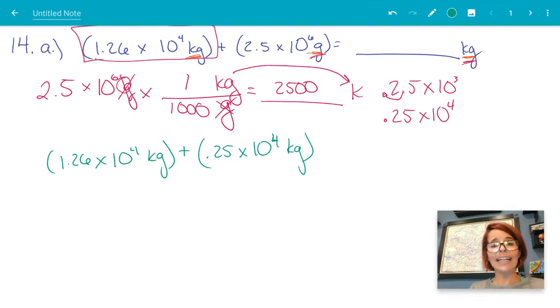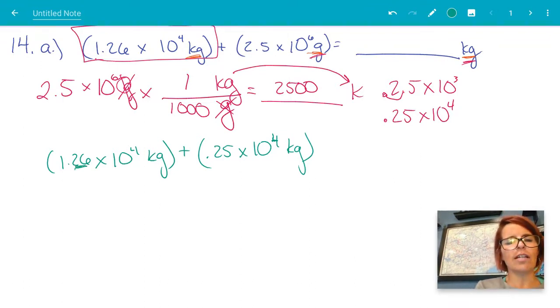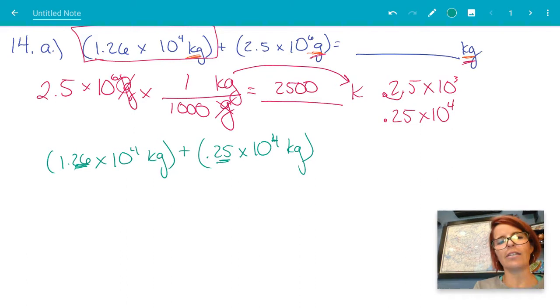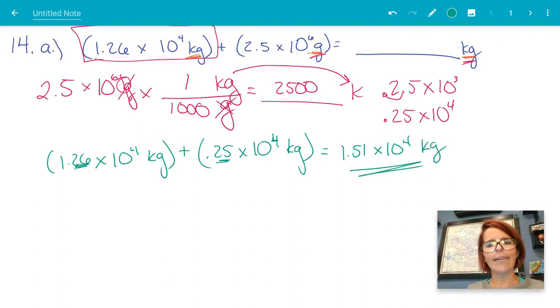Okay, so now I can actually add those two things up. And importantly, I can see that this one has 2 decimals, and this one has 2 decimals. So that means I'm allowed to have 2 decimals when I'm all done. Okay, so I added up 1.26 plus 1.25 is 2.51, and then times 10 to the fourth, and it's in kilograms. Ladies and gentlemen, we are all done. Okay, so that was 14A.